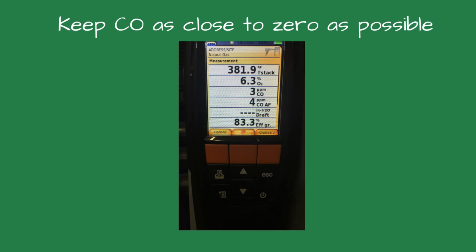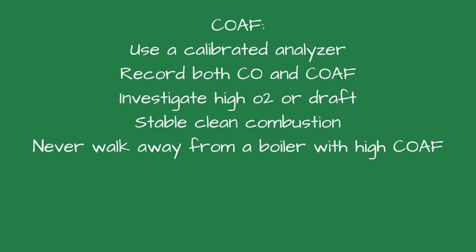Some industry guidelines allow up to 400 parts per million CO air free as acceptable, but virtually all modern equipment manufacturers and safety-conscious techs want it under 100, ideally under 50 parts per million or as close to zero as you can get. How technicians should use CO air free in the field.